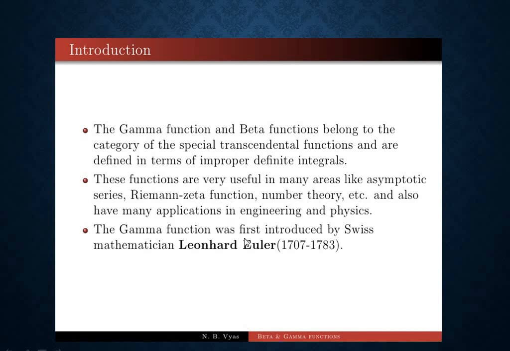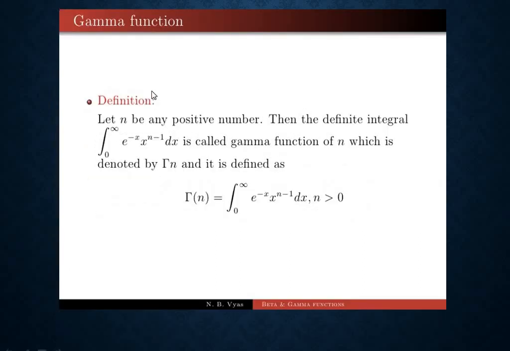The gamma function was first introduced by the Swiss mathematician Leonhard Euler, 1707 to 1783. So now we see what is the definition of the gamma function.